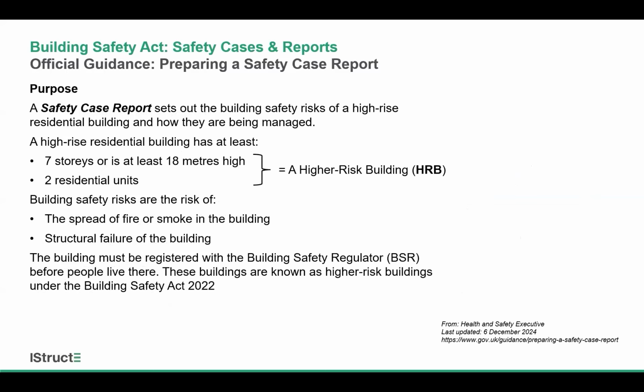So first things first, the purpose of the safety case report is fundamentally to set out building safety risks associated with high-rise residential buildings and how they're managed. The definition of a high-rise building is broadly 7 stories or at least 18 meters high, and containing 2 or more residential units. I'll talk a bit more about that in a second. And as mentioned, it's primarily looking at safety risks associated with the spread of fire or smoke and with structural failure of the building. And there's obviously a degree of overlap between the 2 as well, which we'll talk about later.